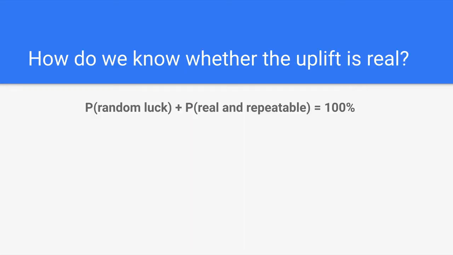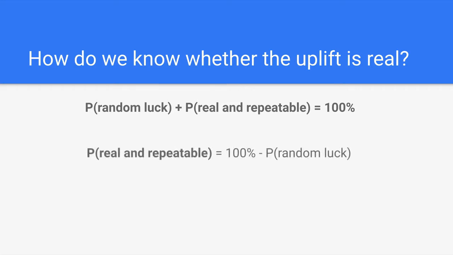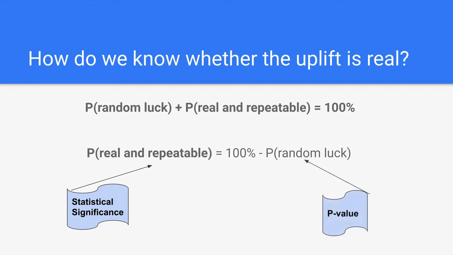Rearranging this equation a bit, we get that the likelihood that the uplift is real is simply 100% minus the likelihood the uplift is due to random luck. So here on the left-hand side of the equation, the likelihood the uplift is real is what we commonly call statistical significance. On the right-hand side, the likelihood the uplift is due to random luck is simply what we call the p-value.